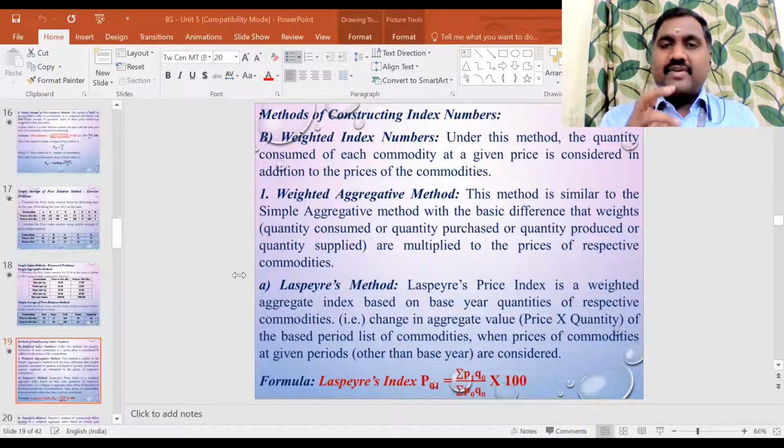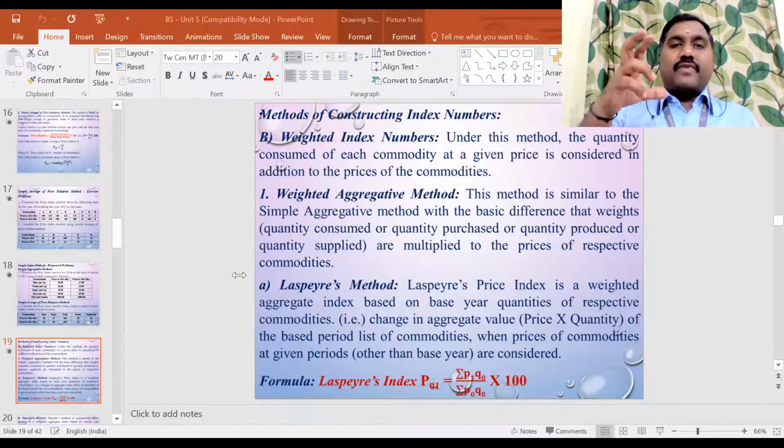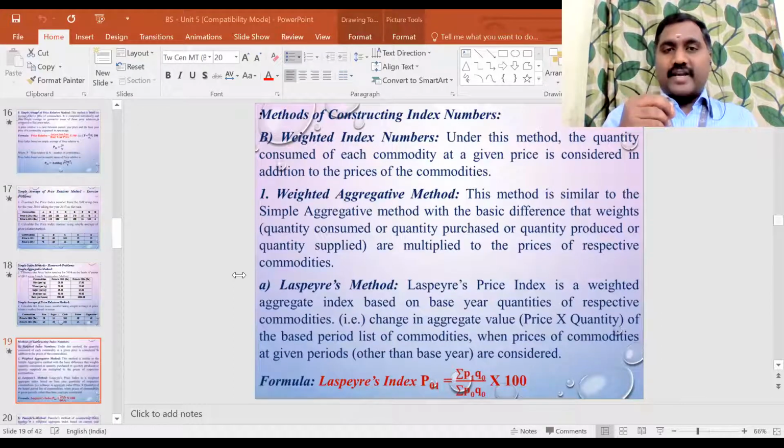We sum up the prices of the base year and the current year separately, divide both, and multiply by 100, and you will get the index number value. This is the simple aggregate method. The second method, what we worked out yesterday, is the simple average of price relative method. Here you have to calculate the price relative P value for each commodity separately. In the previous method, we found the total price of both current and base year, and then divided. Here, you need to calculate the price relative for each commodity.